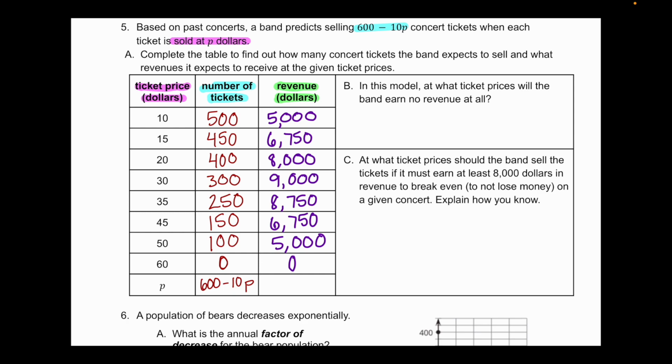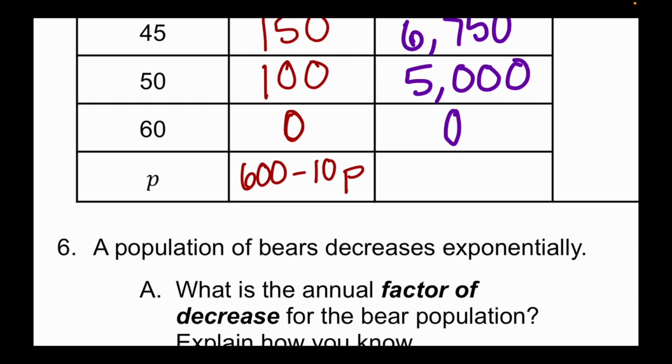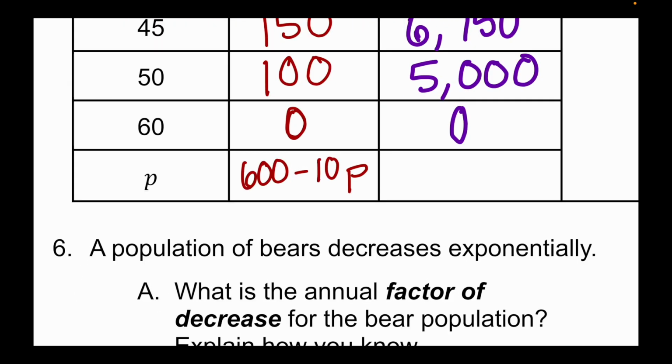Now, the very last piece is to fill out in this part what our pattern is. So that is P times 600 minus 10P. We were multiplying those two pieces together.